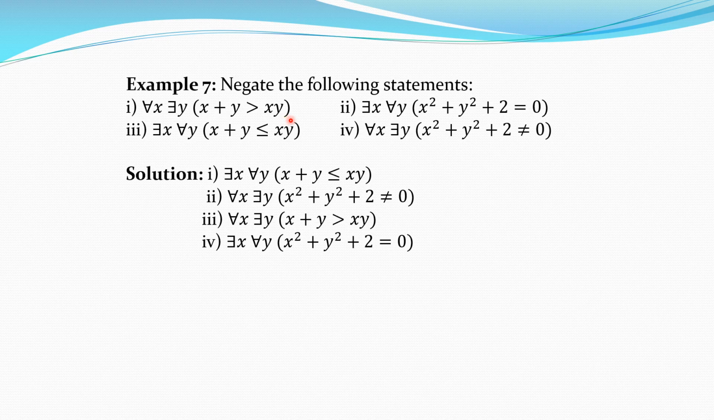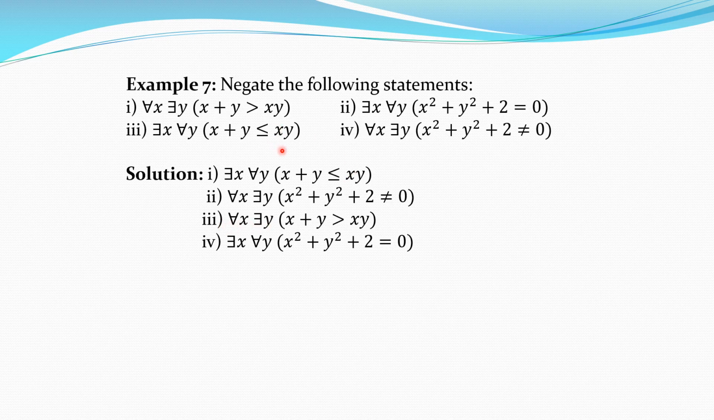Now, second is there exists x for all y, x squared plus y squared plus 2 is equal to 0. Again, there exists x, negation is for all x. For all y, negation is there exists y. And for equal to, its negation is not equal. So, x squared plus y squared plus 2 not equal to 0. Now, third, there exists x for all y, x plus y less than or equal to xy. So its negation will be for all x, there exists y. Now not less than or equal to means greater than. So x plus y greater than xy.